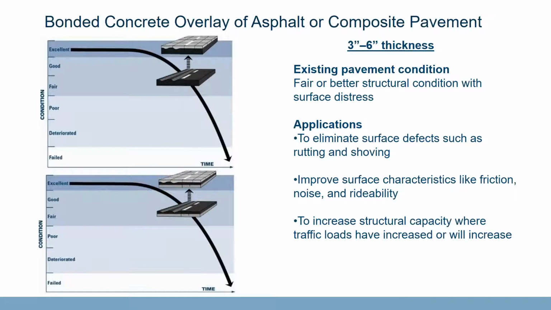The bonded concrete overlay of asphalt or composite pavement typically is anywhere from 3 to 6 inches thick. It's applied to a pavement that's in fair or better structural condition, as you can see on the charts to the left. The applications that we might consider for a bonded concrete overlay of asphalt or composite pavement is to eliminate the surface defects, such as rutting and shoving, to improve surface characteristics like friction, noise, and rideability, or to increase structural capacity where traffic loads have increased or will increase.